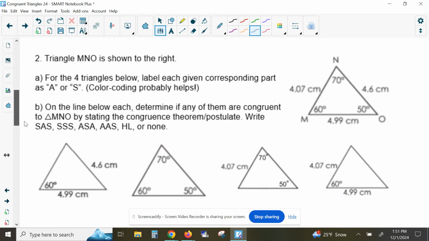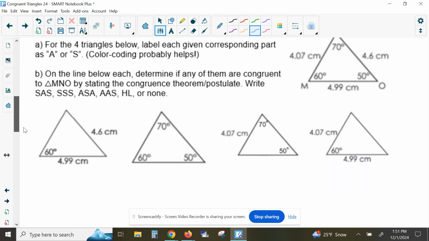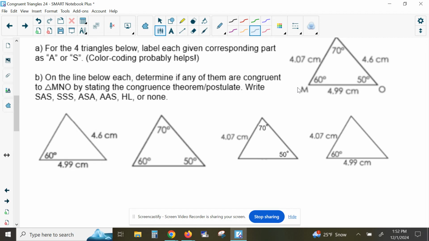Okay, next one. Remember, don't play this video if you haven't already done this problem. So basically we're seeing, it says for the 4 triangles below, label each given corresponding part an A or an S. So I'm going to go ahead and crank out some A's and S's right now.